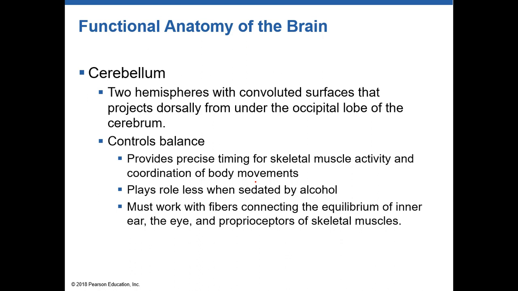The last part of our brain, so we've talked about the diencephalon and we talked about the brainstem. The last one we're talking about is your cerebellum. Your cerebellum is not divided into any regions, so here we just have this one structure. It's defined and described as two hemispheres of convoluted surfaces that project dorsally. So remember, dorsally means behind or posteriorly from the occipital lobe of your cerebrum. So remember, your occipital is the back of your head.